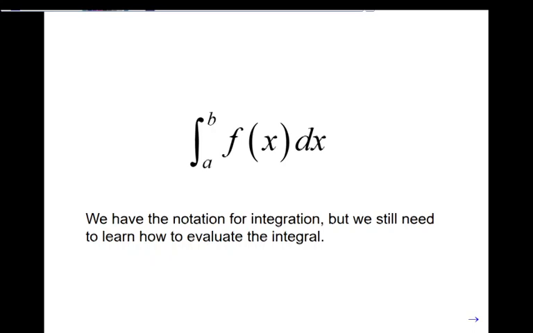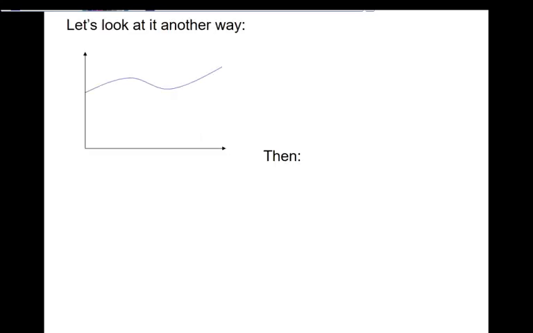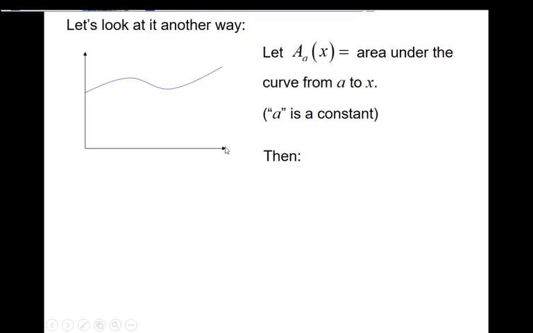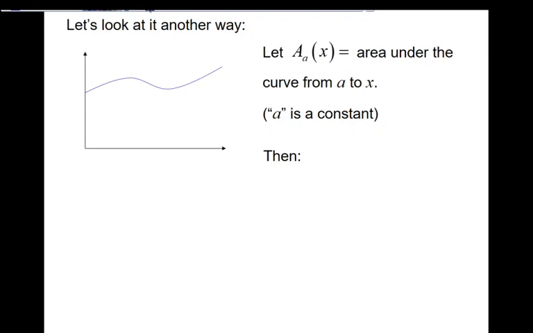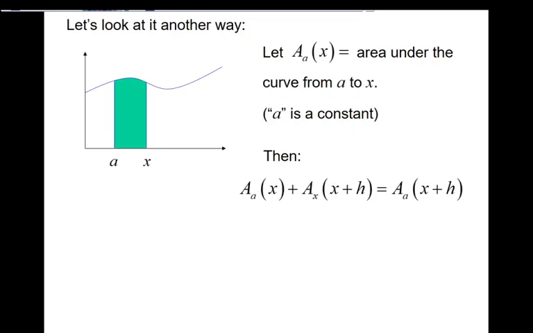So this is how it works. Let's look at it this way. Let capital A be the area, little a is going to be a value, and x is also a value. So we're going to find the area under the curve from a to x. The little a represents where we're starting, and x is where we're going to finish, okay? So a is a constant. So if that is the case, this is the beginning, this is the end of my area.